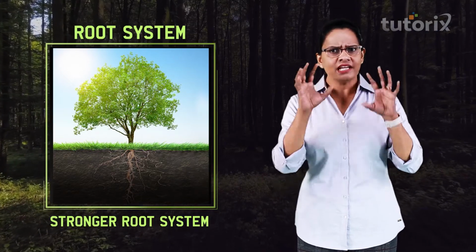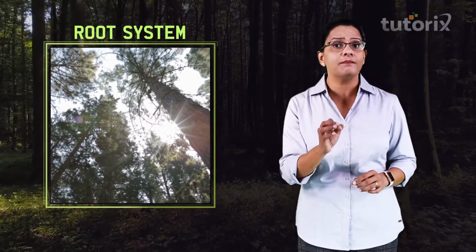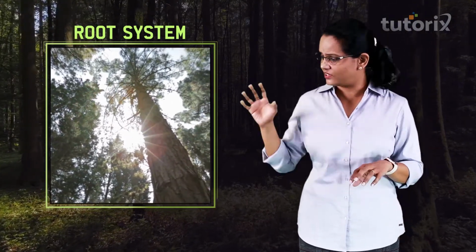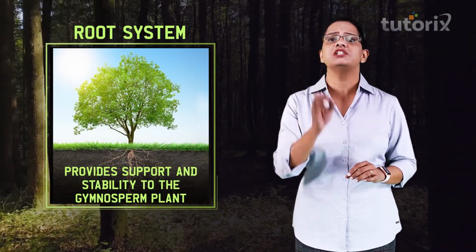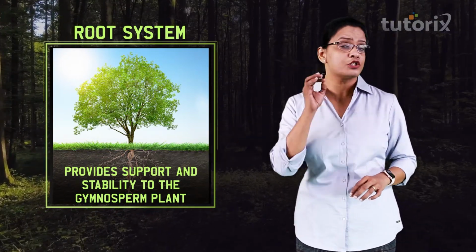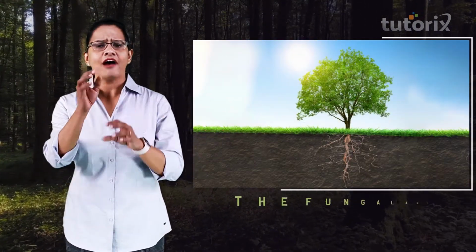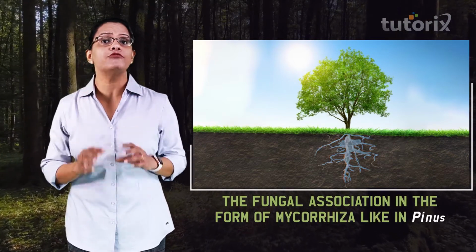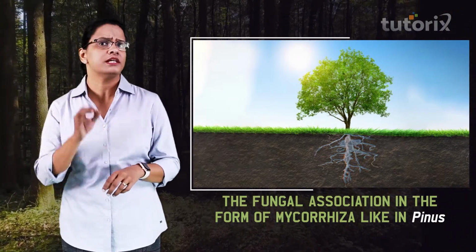And that is why in situations when extreme wind is blowing, the gymnosperms are able to survive it because of the presence of this tap root system. Now guys, these tap roots provide the much needed support and stability to a gymnosperm plant so that it can also survive in extreme xerophytic conditions. Also friends, roots in some genera of gymnosperms like Pinus have fungal associations in the form of mycorrhiza. So in Pinus, the roots have mycorrhizal association.